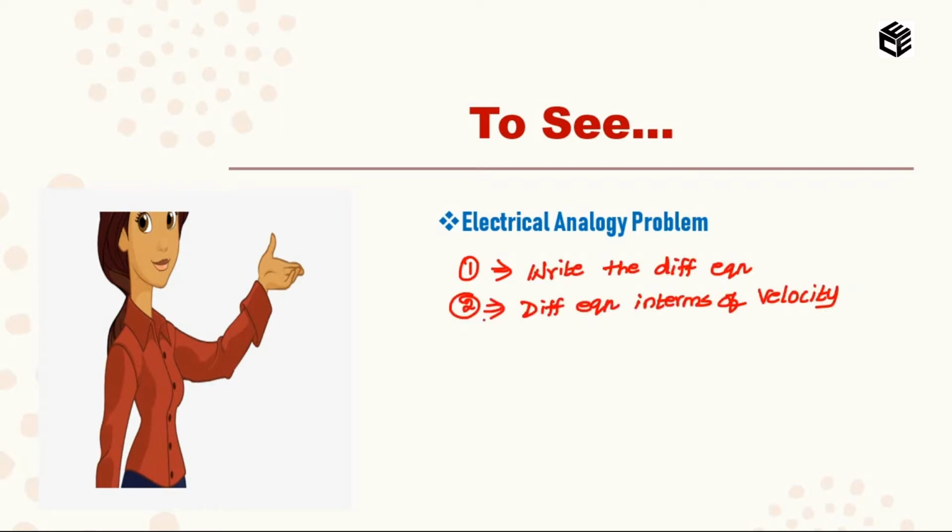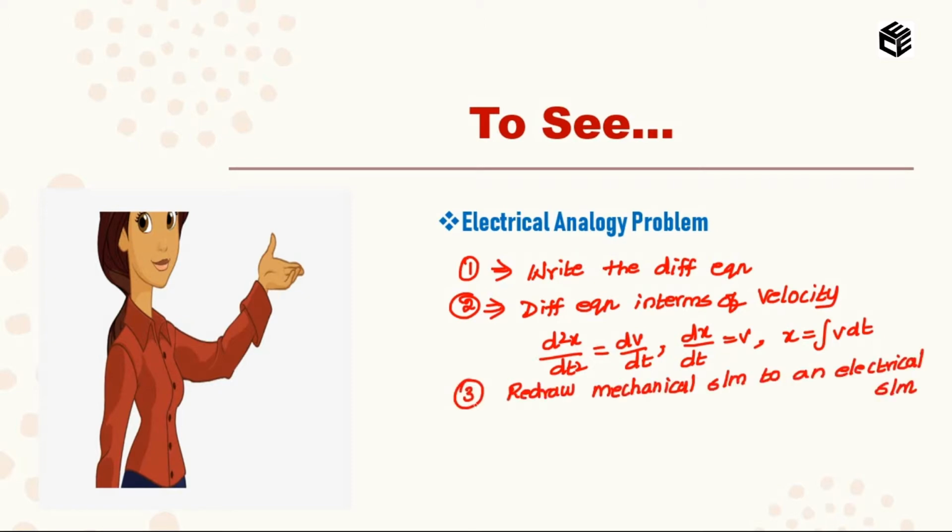Our second step is we need to write differential equations in terms of velocity. So these are the expressions we are going to replace in terms of velocity. That is d square x by dt square is equal to dv by dt, dx by dt is equal to v, and x is equal to integral of v dt.